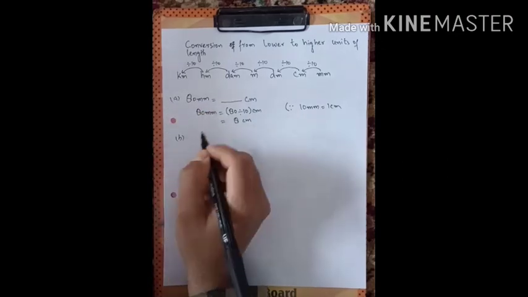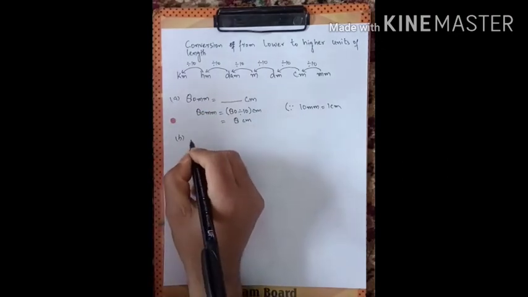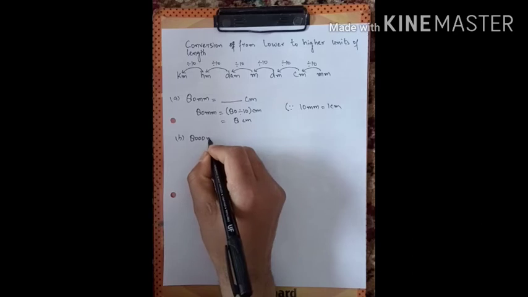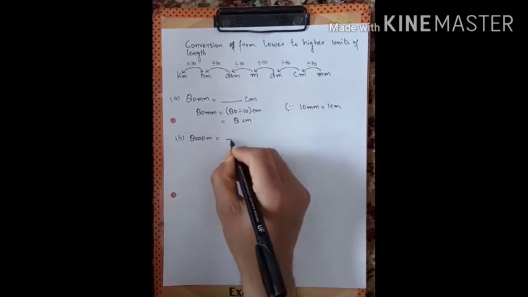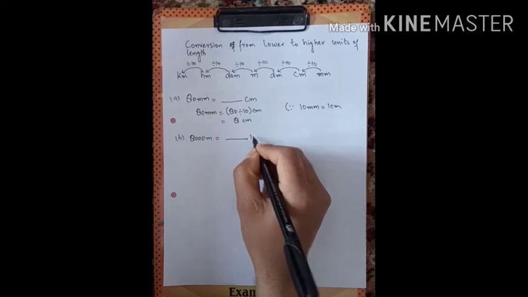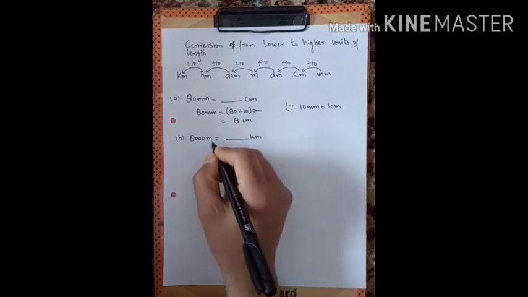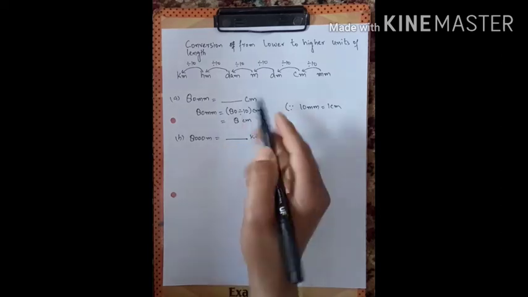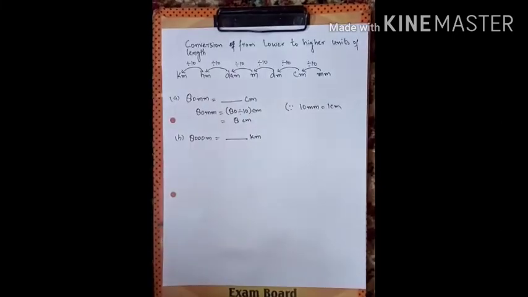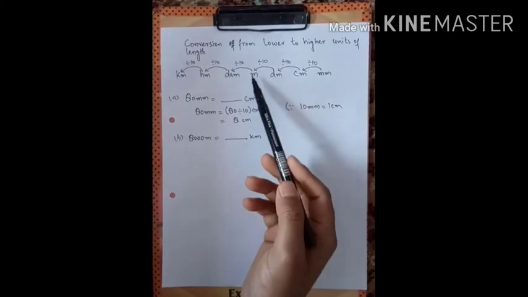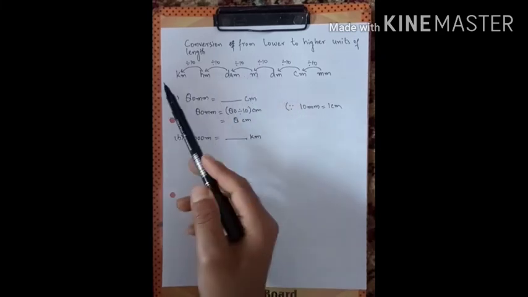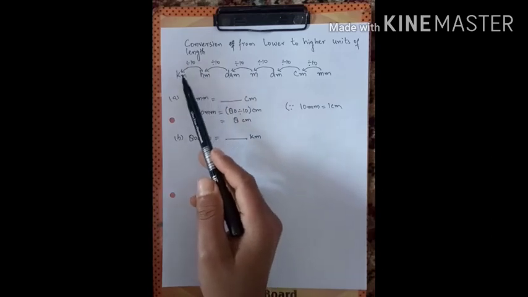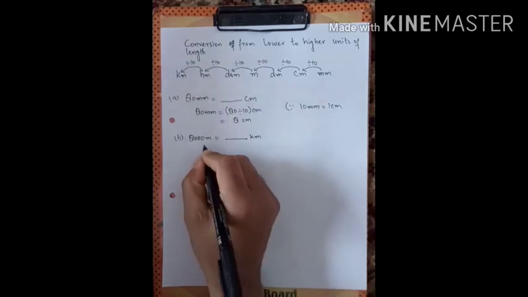Okay, this is A part. Now for example, if I have to convert 8000 meter into kilometer, 8000 meter is equal to dash kilometer, means I have to convert meters into kilometer. So my first step is to find how many steps are between meter and kilometer. There are three steps, that is 1, 2 and 3. So I write a relation first.